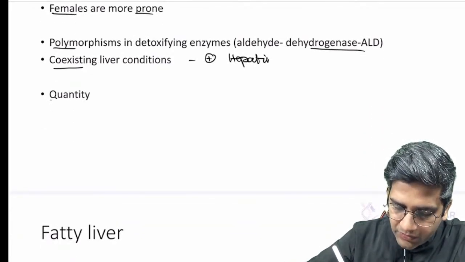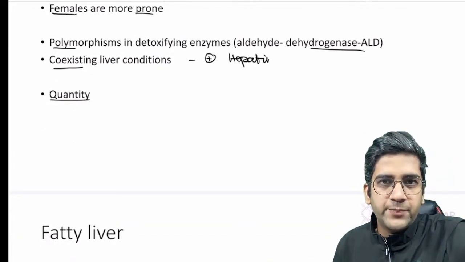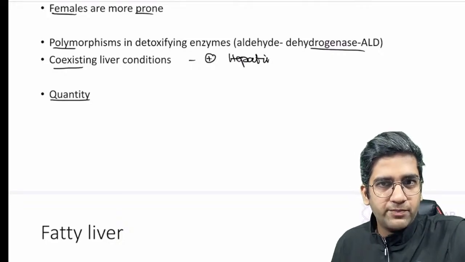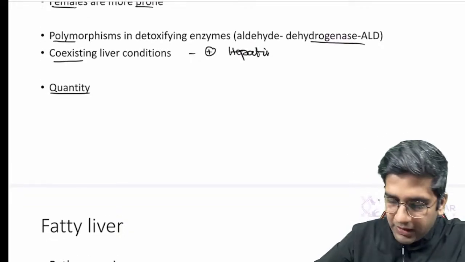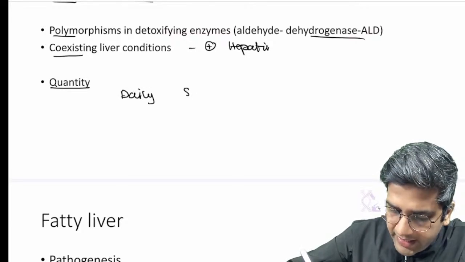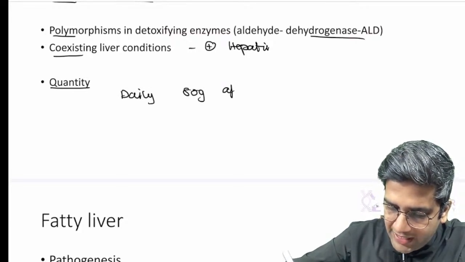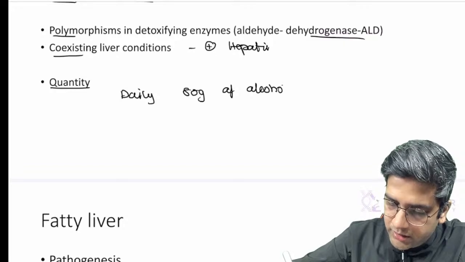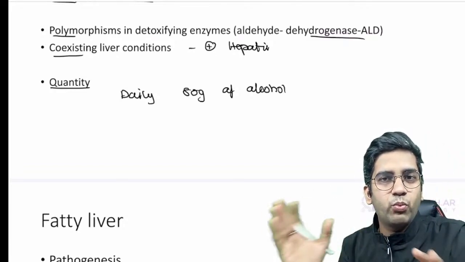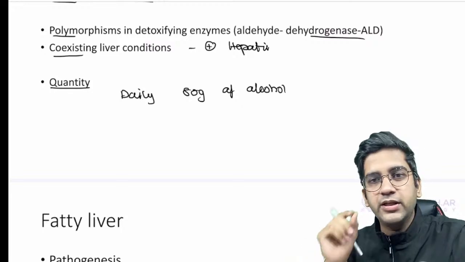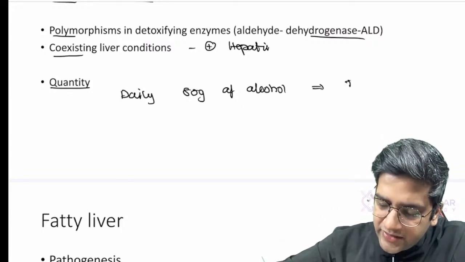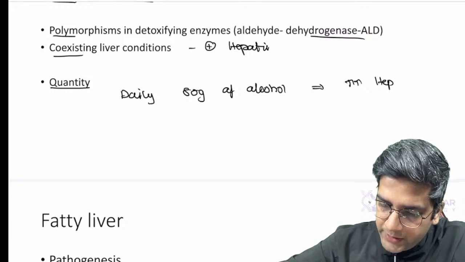Last but not least, and the most important thing, is the quantity of it, right? Quantity actually depends on what liquor you're consuming. There are many ifs and buts here also. But if a person takes 80 grams of alcohol daily, it's not ml, it's grams, right? Gram is equal to the weight, and the liquid ratio will be there. 80 grams of alcohol consumed daily will definitely increase the risk of hepatic injury.